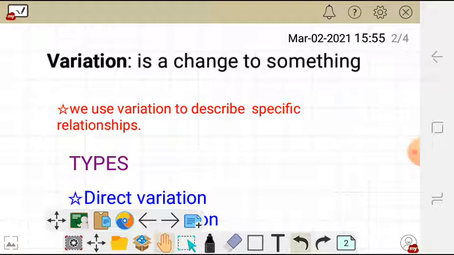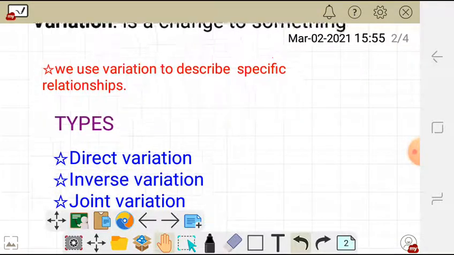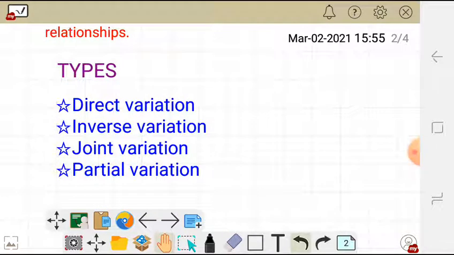There are four types of variation. The first one is direct variation, followed by inverse variation, joint variation, and partial variation. But in this video, we are going to cover direct variation.